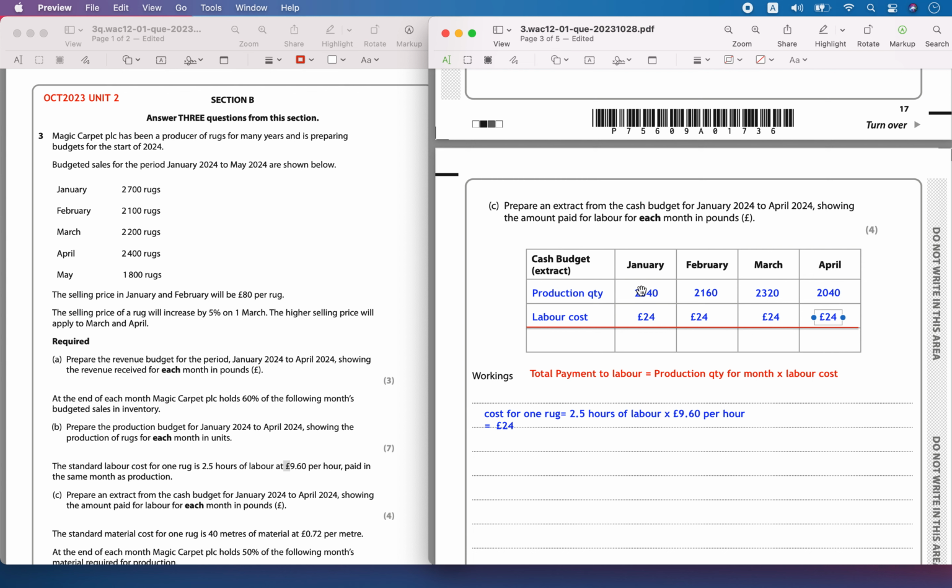So for one rug, now let's multiply to find how much is the total labor cost paid for each month. 2340 times 24 is 56,160. Then for February, 2160 times 24, that is going to be 51,840.